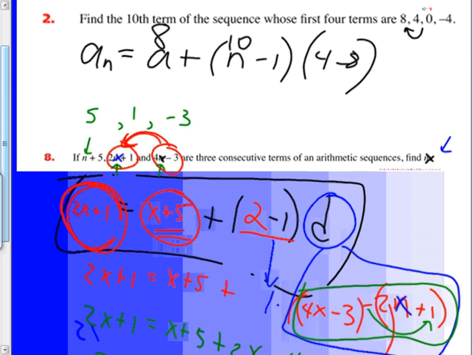It's a really arithmetic sequence where it's actually, if x is 0, which is what we just figured out down there, if x is 0, then it really boils down to 0 plus 5, 2 times 0 plus 1, and 0 minus 3, which are really a 5 and a 1 and a negative 3. So our d was really negative 4.